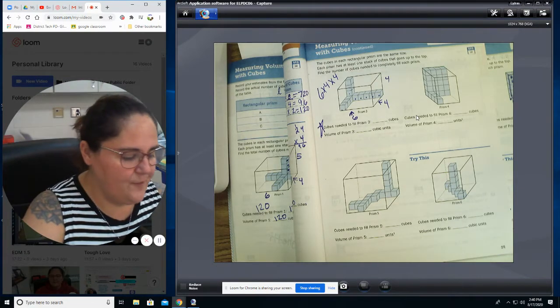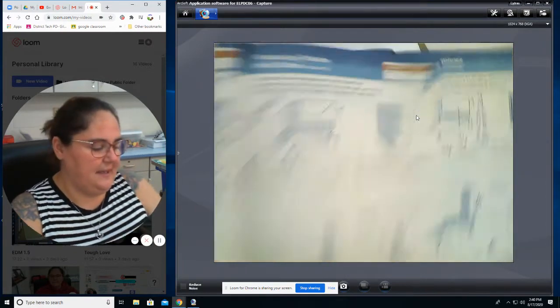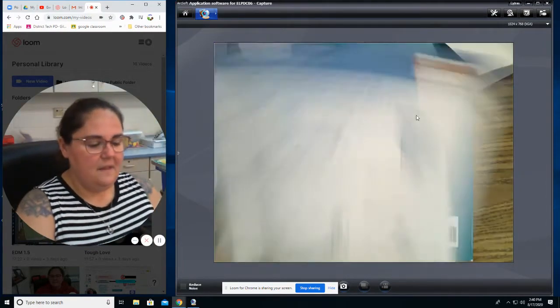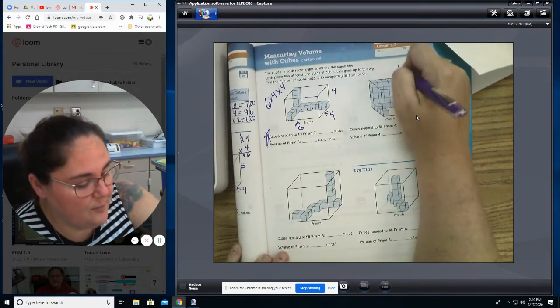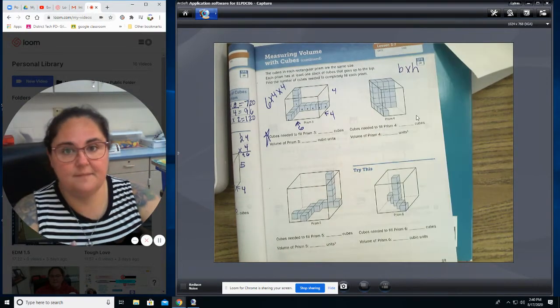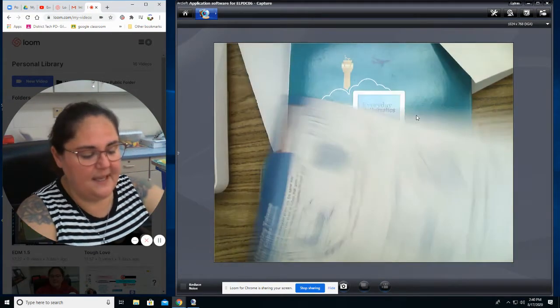All right, time for the next one. Okay, this is where it gets a little bit tricky. This is where you get to do base times height. So base times height. So we're going to pretend that this little piece is kind of turned this way.